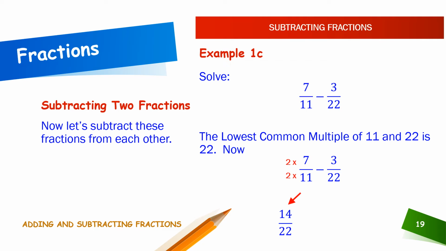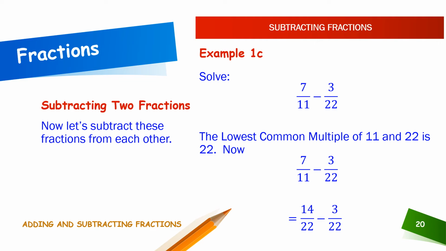Multiply the numerator and denominator of 7 out of 11 by the same number 2 to give 14 out of 22. We can leave the fraction 3 out of 22 as it is because the denominator is already 22.